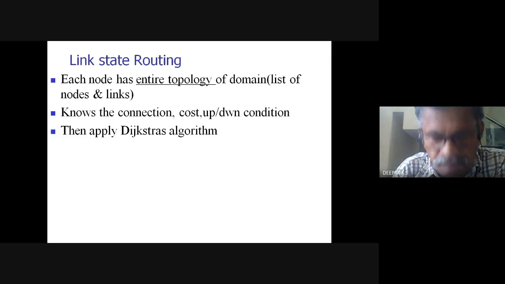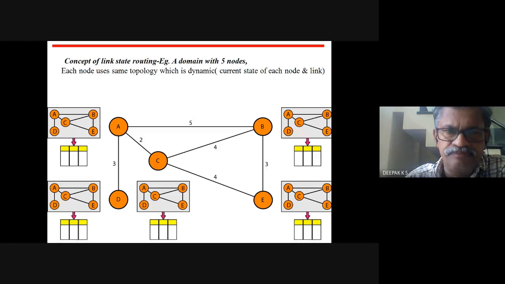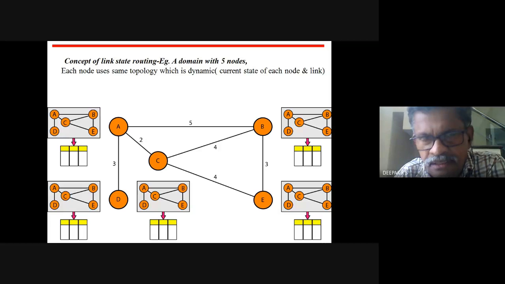So what we had seen in link state routing is each node has the entire topology. Okay, each node has entire topology. So you can see in this figure that each node has the entire topology.